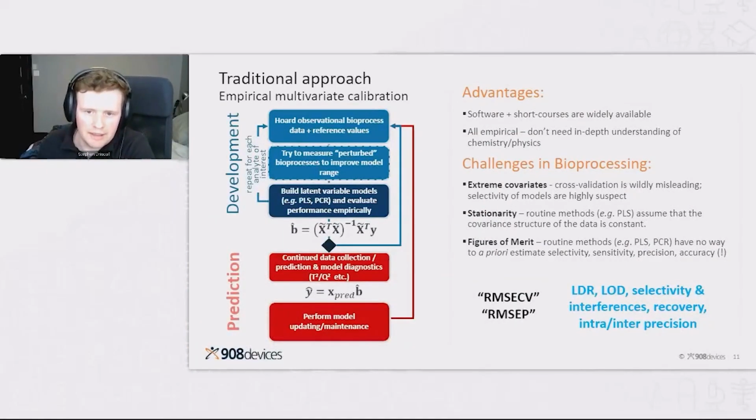Another drawback that I'd like to mention is the usual analytical figures of merit. That's your selectivity, sensitivity, precision, accuracy. You can't really get these from the models, and the software is certainly not providing these. You have to do carefully designed external experiments to even estimate these things. So you really don't know if your model is performing well, other than just doing a straight comparison at the time to some external reference value.